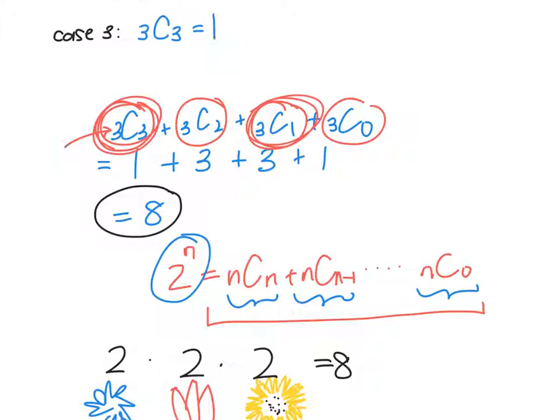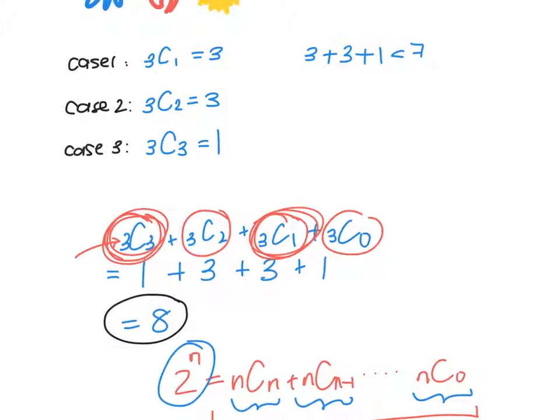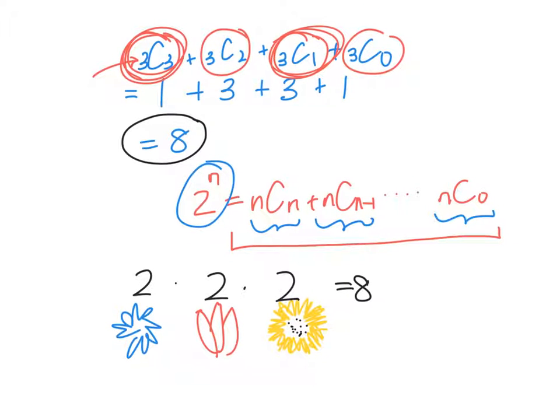However, in our original question, our answer was 7. Why is that? Well, we do not want to incorporate this last option, 3 choose 0, because that would mean that we're picking none of the flowers, so we're not coming home with a bouquet. So a simpler way to do questions when you have all of the subsets except for the last one, you can do 2 to the power of n minus 1.